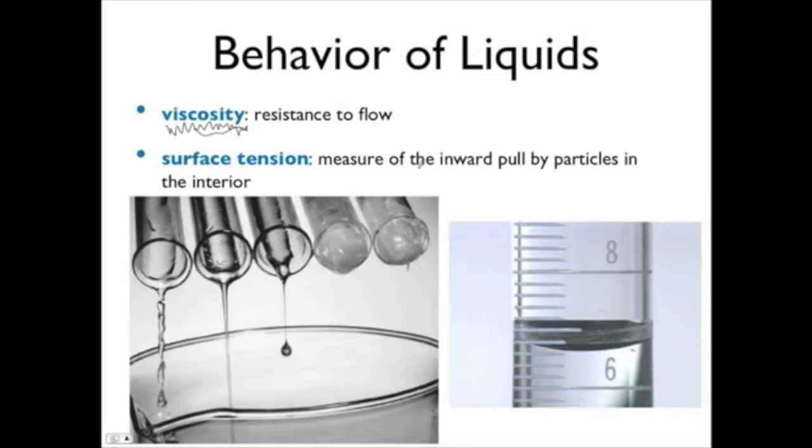And then surface tension. This is the inward pull by the particles in the interior. So you can see here, we have a meniscus right here. And remember, when you are measuring stuff in the lab, this would be where you measure. You wouldn't measure at the top, because this actually is not water. This is just a bowled-in shape, almost like the shape of a contact lens. And that's not actually water right there.